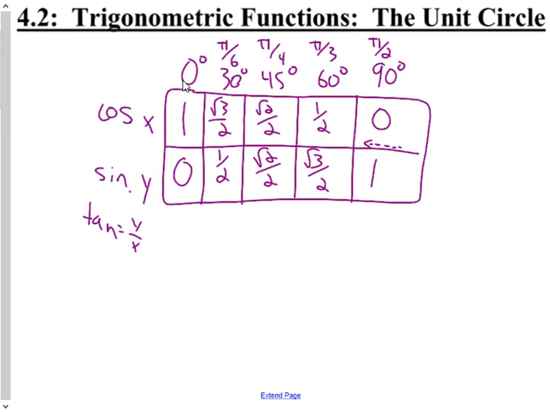But we can do them for quadrant 2. X is negative, y is positive. Quadrant 3, everything's negative, except for tangent. And quadrant 4, cosine's positive, sine's negative. Again, that's something you should practice filling out like a flashcard.